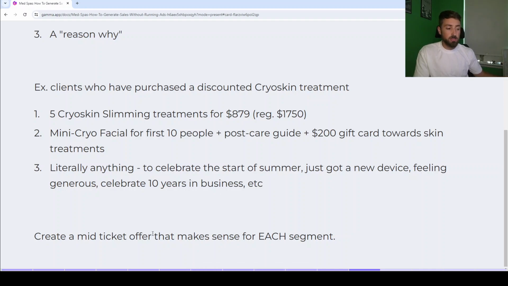So you want to create a mid-ticket offer that makes sense for every single segment that you can create. So if you have people that showed interest in skin treatments, group them together, send them out something that is related to the skin. If you had people come in for a face treatment in particular, group them together and send them a mid-ticket offer that has to do with the face. You kind of get the point there.